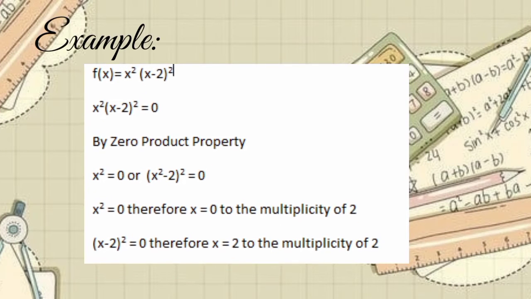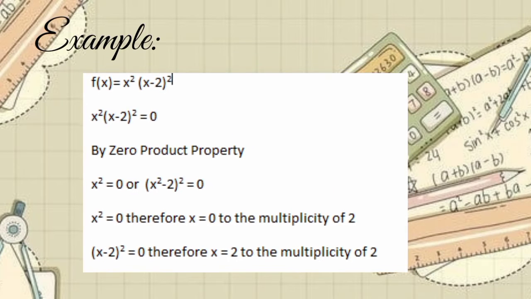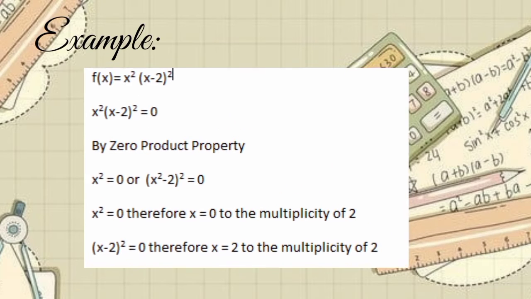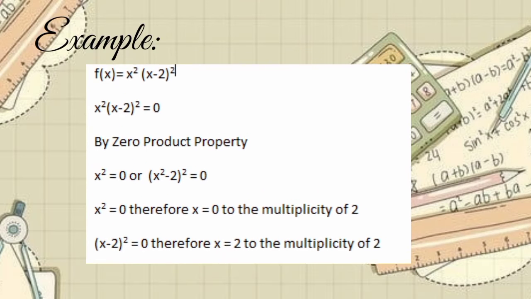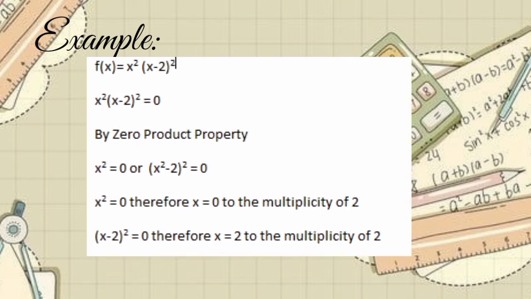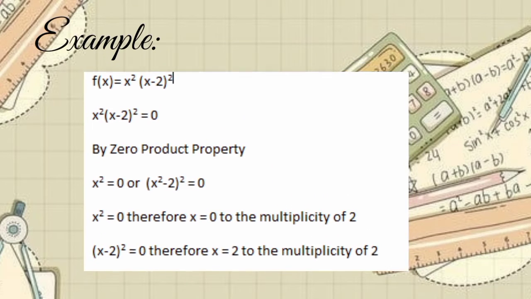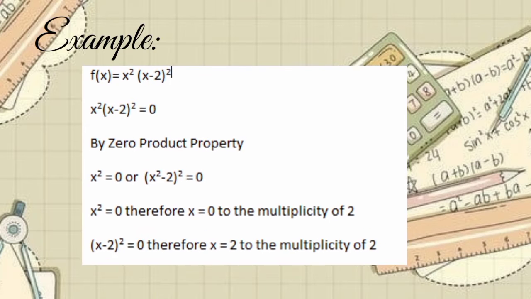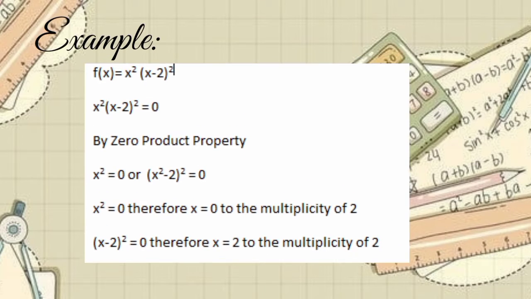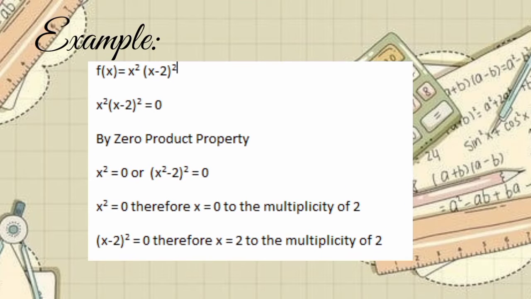Solve for the zeros of f(x) = x squared times (x - 2) squared. x squared times (x - 2) squared equals 0. By the zero product property, x squared equals 0 or (x - 2) squared equals 0. x squared equals 0, therefore x equals 0 with multiplicity of 2. (x - 2) squared equals 0, therefore x equals 2 with multiplicity of 2.